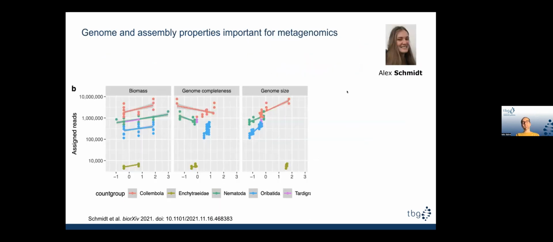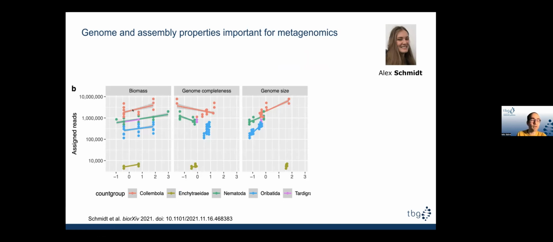We shotgun sequenced this, and this was the master thesis of Alexandra Schmidt, who is also around. So, hi, Alex. What we found is that biomass is actually related to the number of assigned reads. On these graphs, these are scatter plots. On the x-axis, you see biomass and other parameters. On the y-axis, you see the number of assigned reads. With increasing biomass, we are getting more assigned reads. However, this relationship is not as strong as we expected. We also see a lot of taxonomic difference among the reads.